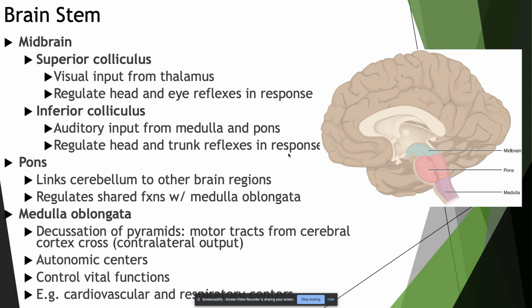Lastly, we can talk about the reticular formation here, and it extends through the central core of the medulla oblongata, the pons, and the midbrain, and this helps to maintain cerebral cortical awareness by the reticular activating system. And this filters out repetitive or weak stimuli and helps to regulate skeletal and visceral muscle activity.